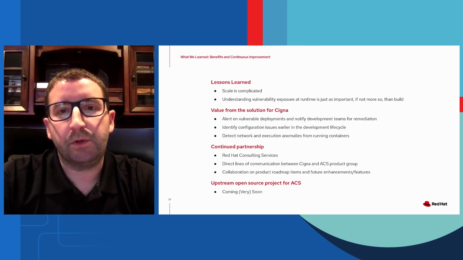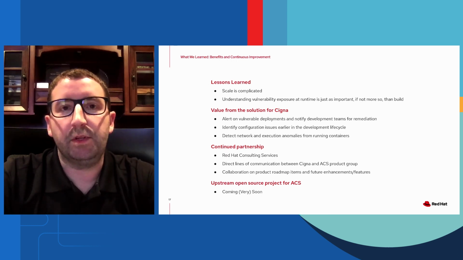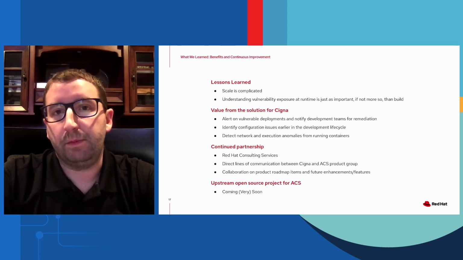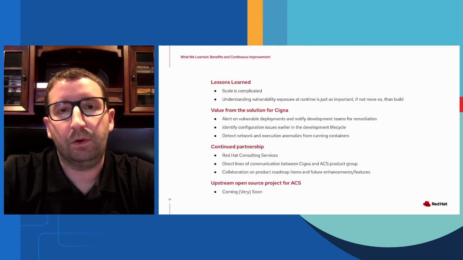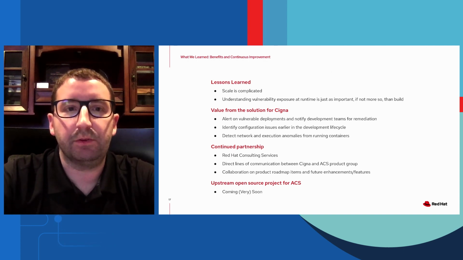Also, understanding vulnerability exposure at runtime is just as important, if not more so, than build. I think for a long time, we were under the impression that the data that we were getting back from Clair was sufficient, but we quickly realized, as I kind of said before, that it really isn't enough to know what's in your registry, because your registry is often not representative of what is actually being deployed in the cluster. You may have a dozen images in a particular repo, but only one of them is actually deployed. And which one of them is it? Is it the most recent one that has no vulnerabilities, or is it the one 3 series back, which has several high vulnerabilities attached to it?